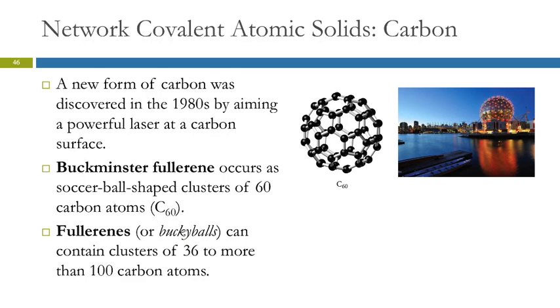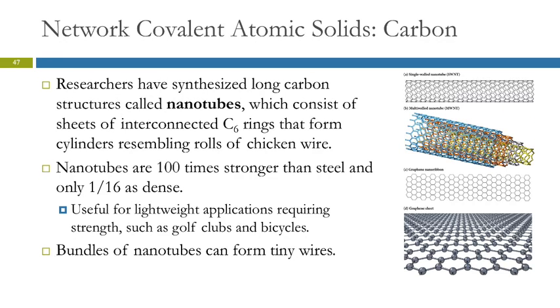Well, let's go on to this slide, which is related to the buckyballs. So this idea of these interconnected hexagons, right? They can make nanotubes, which are long carbon structures consisting of these interconnected C6 rings. Nanotubes do have some practical applications. They look a lot like a roll of chicken wire.